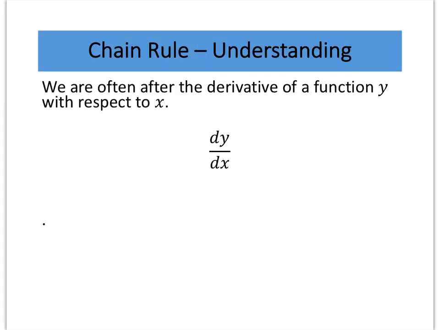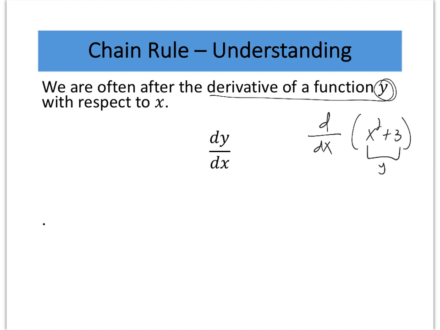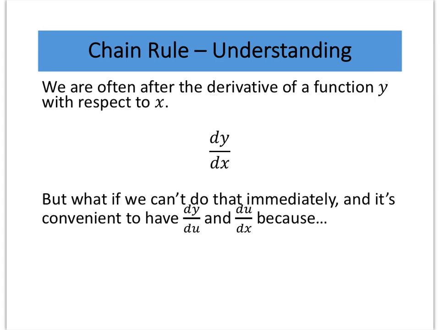Something that's really useful is that when we refer to a derivative, we're taking the derivative of a function we call y, so y with respect to x. A lot of the time I will write d over dx of something like x squared plus 3 because my function is y. This is another way of writing dy dx. It's really convenient to have dy dx because I'm taking the derivative of the function where my input variable is x. But what if we can't do that immediately? What if we don't have all of the pieces?